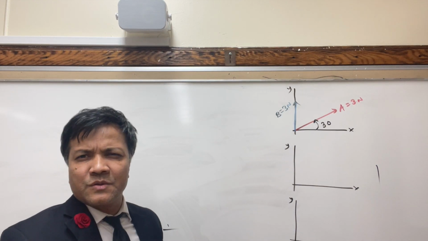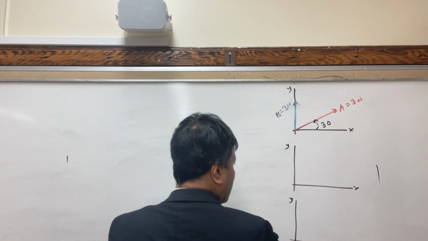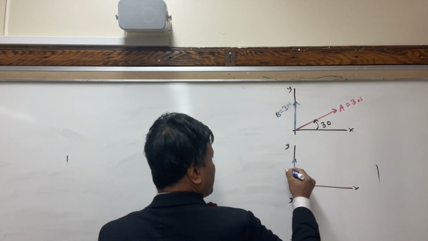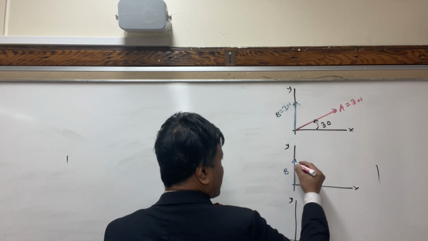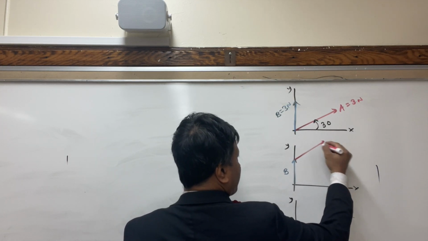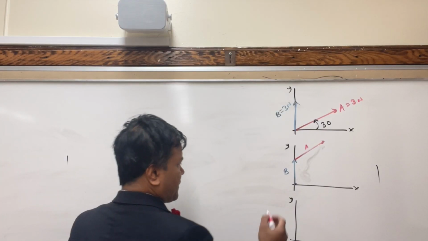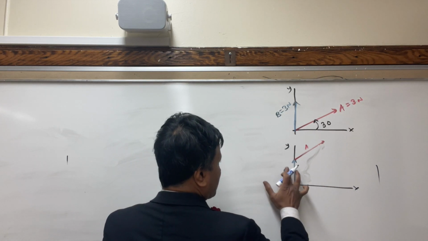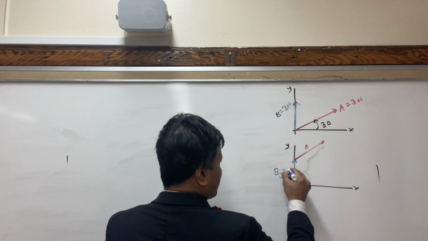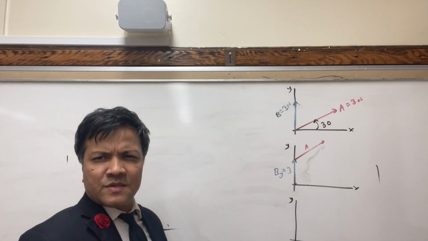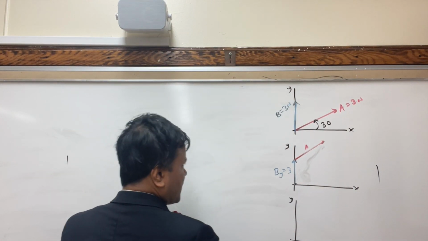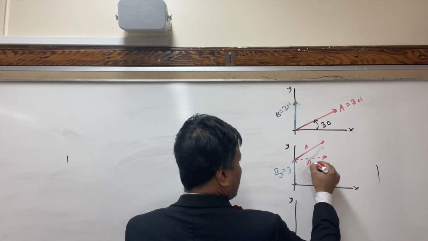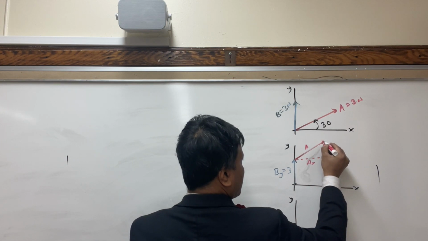Now the next thing we're going to do is head and tail. So let's do the head and tail. This is the vector B and this is the vector A. This is head and tail. B has only one component, and that is the y component, and that is 3. The bx doesn't exist, it is 0. However, the red one has two components, the ax component and then the ay component.